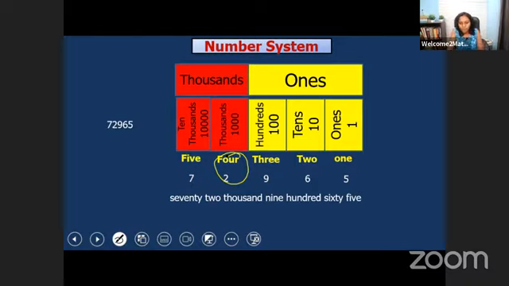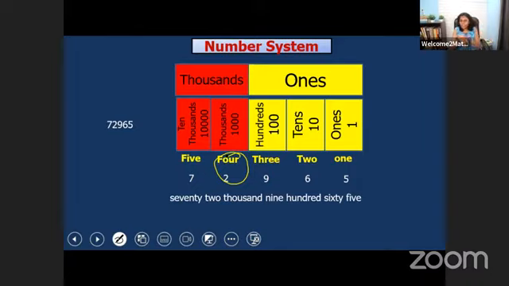Very good. 2000. Very good, very good. It's 2000. Yes, the place value of 2 is 2000 because 2 is at thousands place. So whenever you have a 5-digit number, you have to write up to ten thousands place.